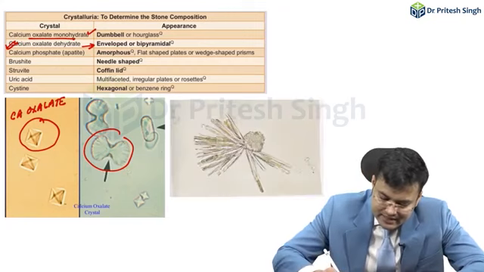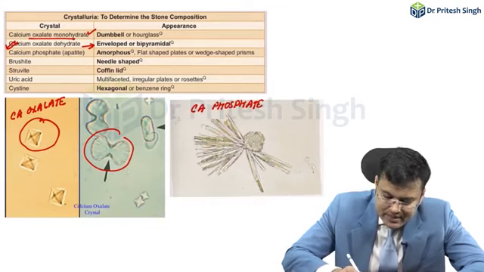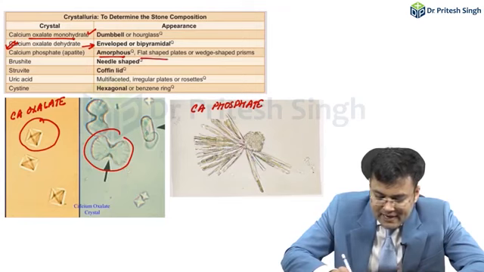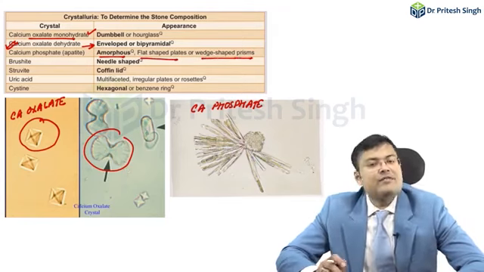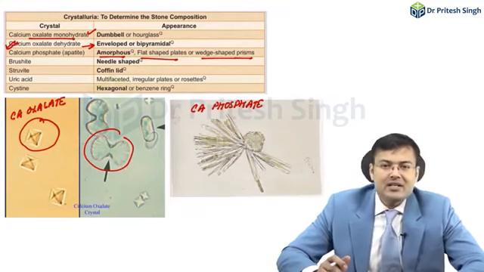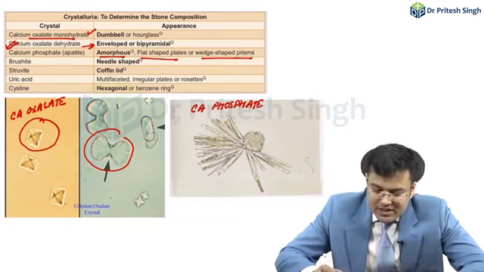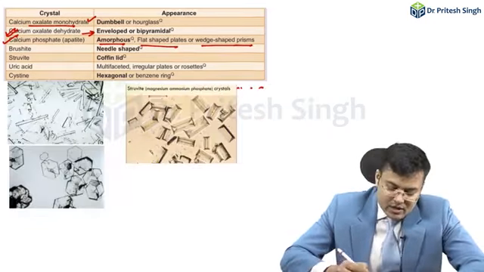Now this one is seen in calcium phosphate, and here you can see what is the appearance. It is amorphous, flat shaped plates or wedge shaped prism. So if the crystal looks like amorphous, flat shaped plates or wedge shaped prism, it's calcium phosphate. Now see this one.